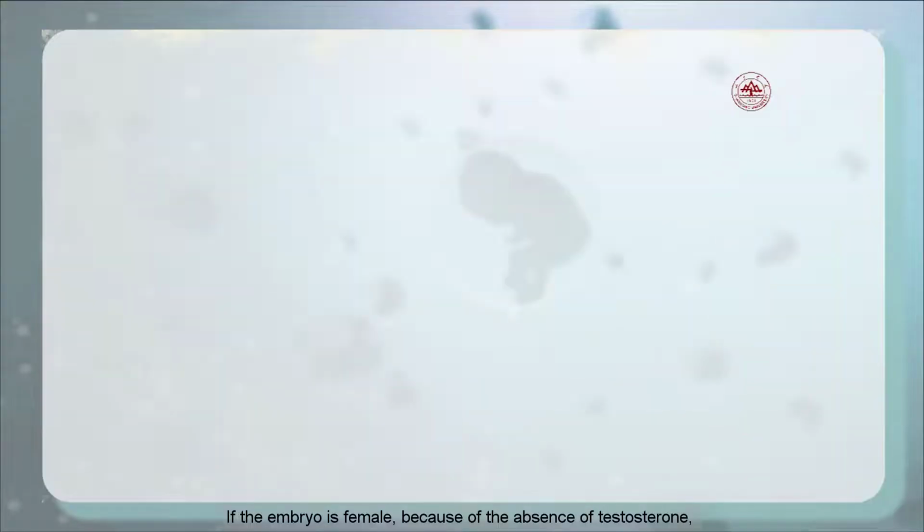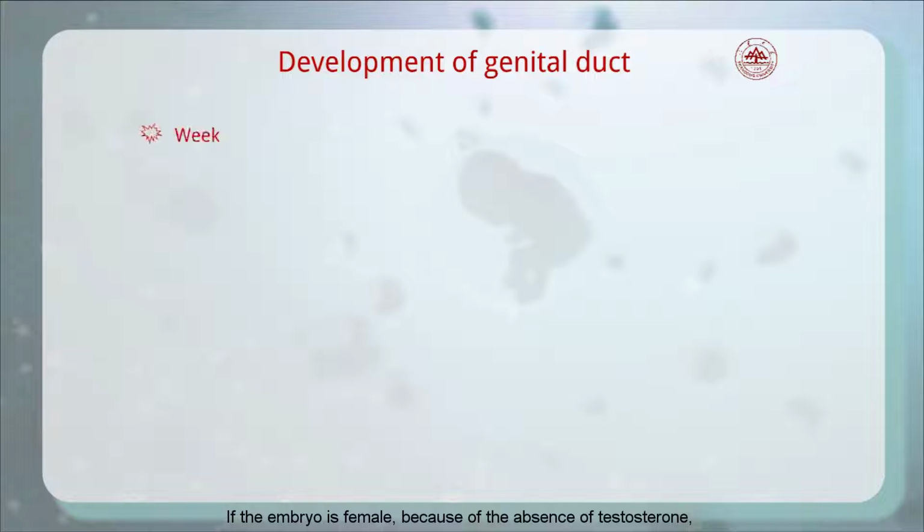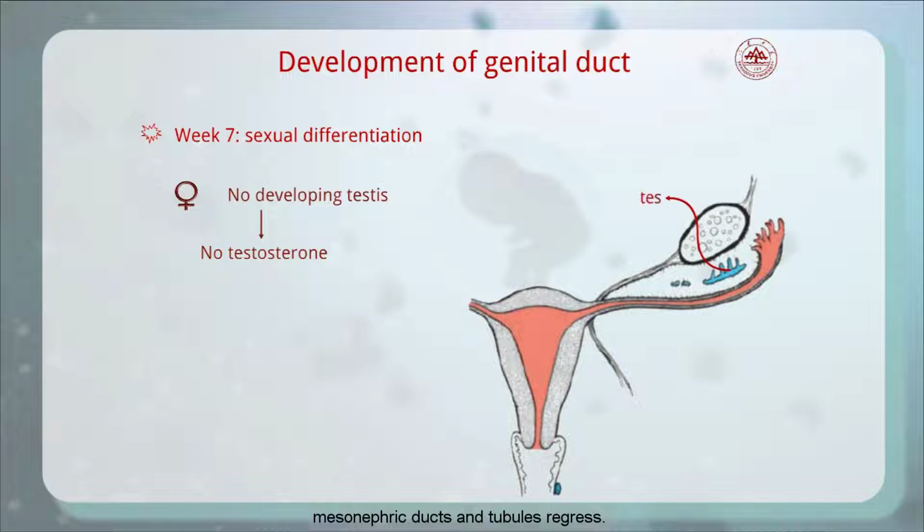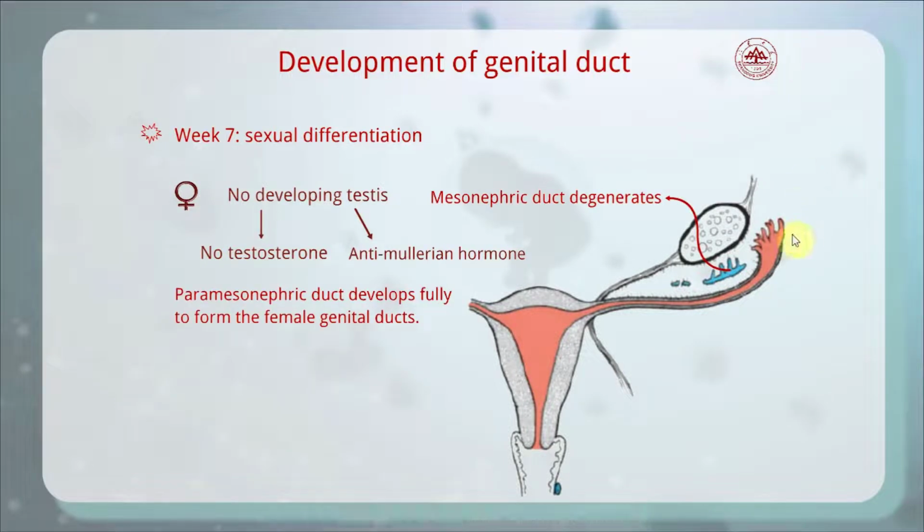If the embryo is female, because of the absence of testosterone, the mesonephric ducts and tubules regress. Without the influence of the anti-Müllerian hormone, the paramesonephric duct develops fully to form the female genital ducts.